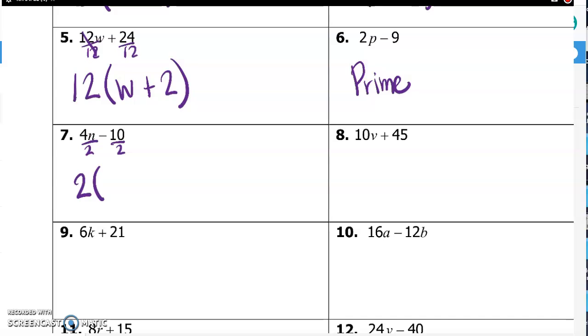So 4 divided by 2 is 2, and then don't forget to bring the n down. Minus 10 divided by 2 is 5. So you want to check and make sure 2n and 5, there's nothing that goes into 2 and 5. So that's how you know that you're done.